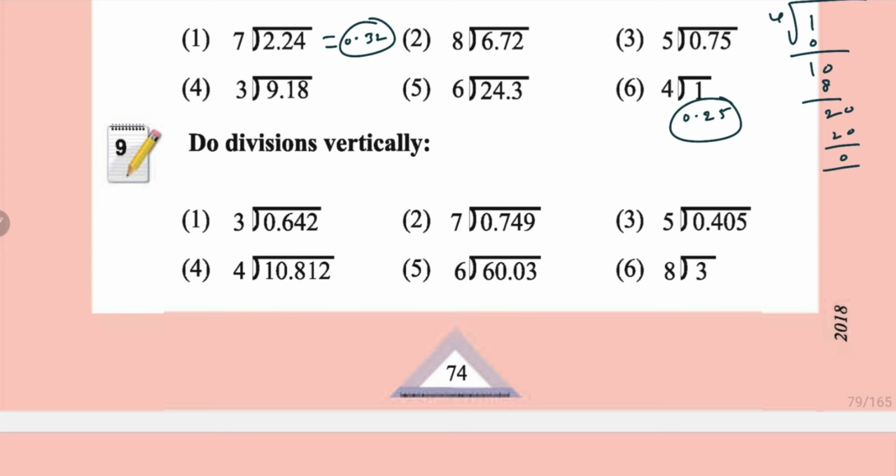What about here? 0.642 by 3. Let's do it in another sheet. 0.642 by 3, right? Okay, 0.642 by 3. Put a point here. 0 will come down, 6 will come down, 3 2s are 6. Again 0, 4 will come down, 3 1s are 3, 1 2 3 4 is 12.